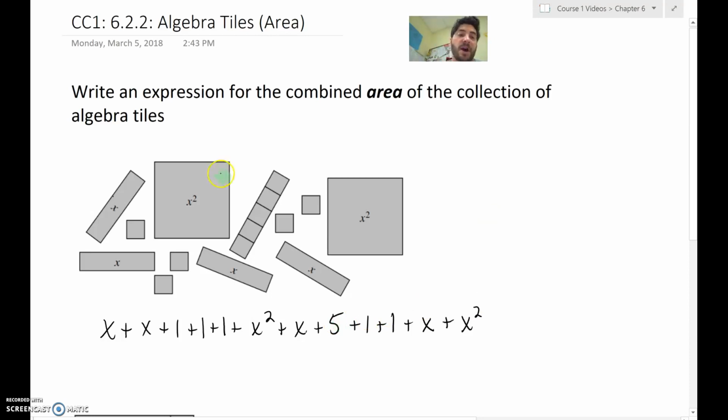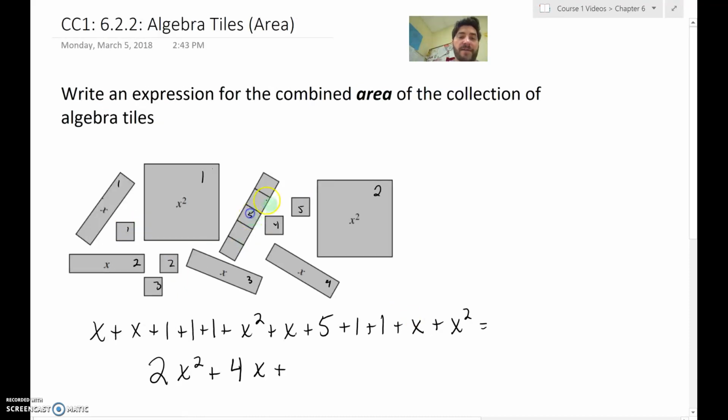So we can say that, well, I have how many x squares? Well, I've got 1 x square, 2. This is the same thing as saying I have 2 x squares. And I have how many x's? Well, I've got 1x, 2x, 3x's, 4x's, plus 4 x's. Plus how many units? Well, I've got 1, 2, 3, 4, 5, plus another 5, so that would make plus 10. Which of these expressions looks more simple, right?